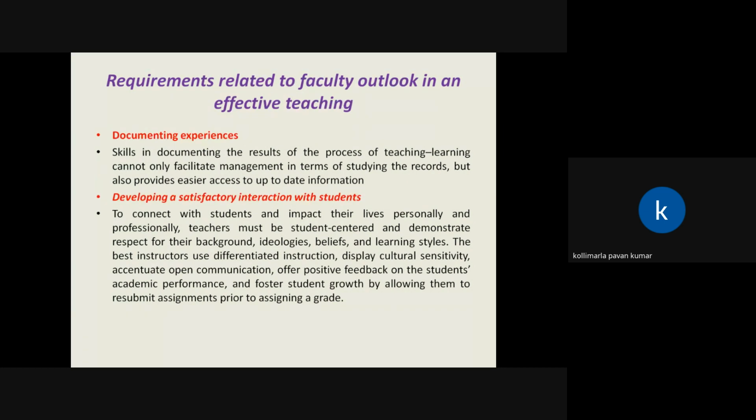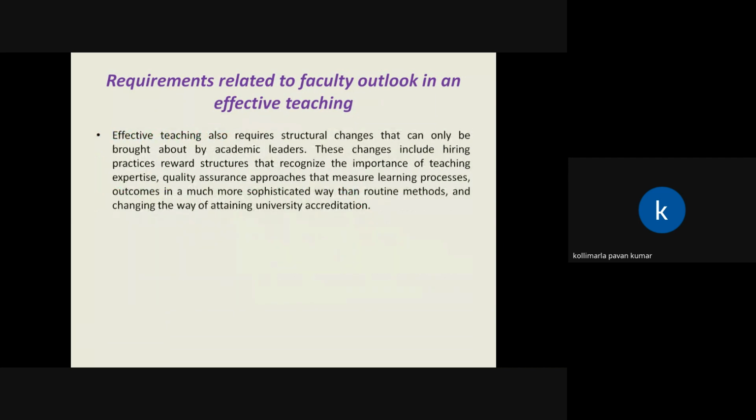Once the control has come, if the instructor guides them in the right way, the students will follow him, because there is a bonding between the teacher and the students. This helps them improve their academic performance, and lets them resubmit assignments prior to assigning a grade. Next one is effective teaching.